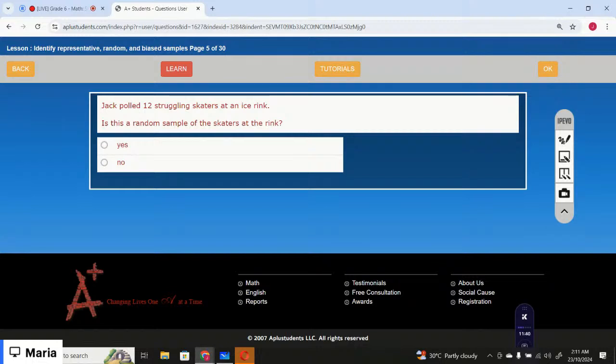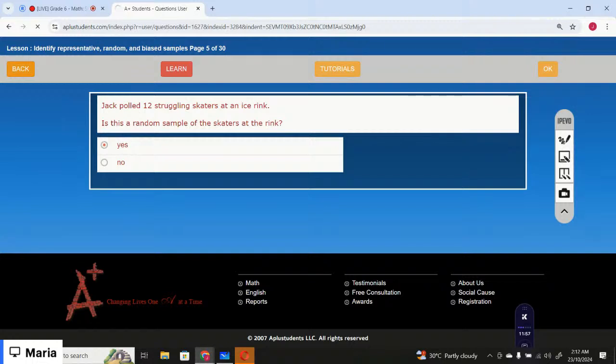Yes, that is the random data, right? The correct option is yes. Okay, you can complete the lesson by yourself later today. Let me just move on to the next lesson.